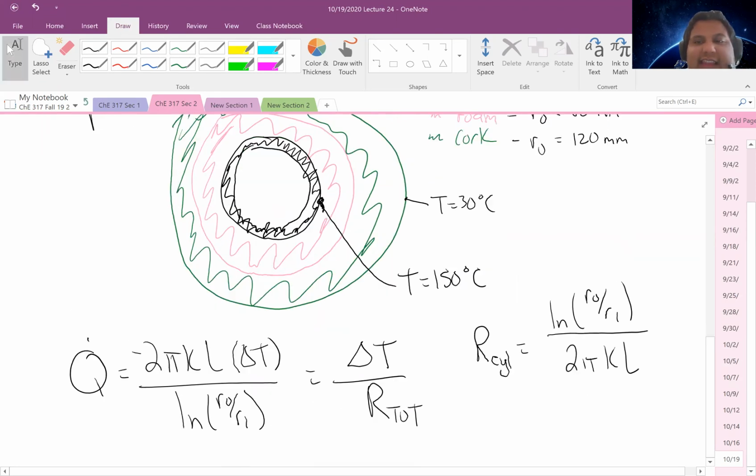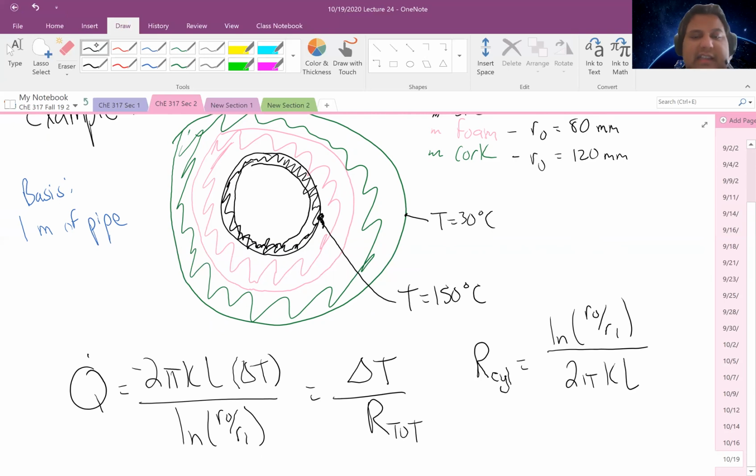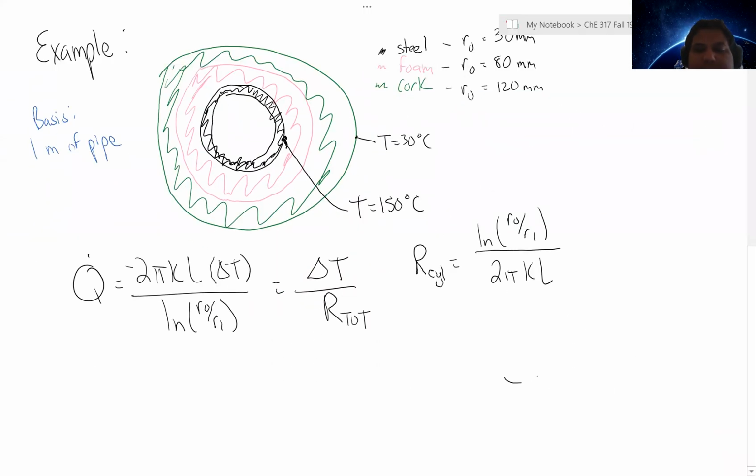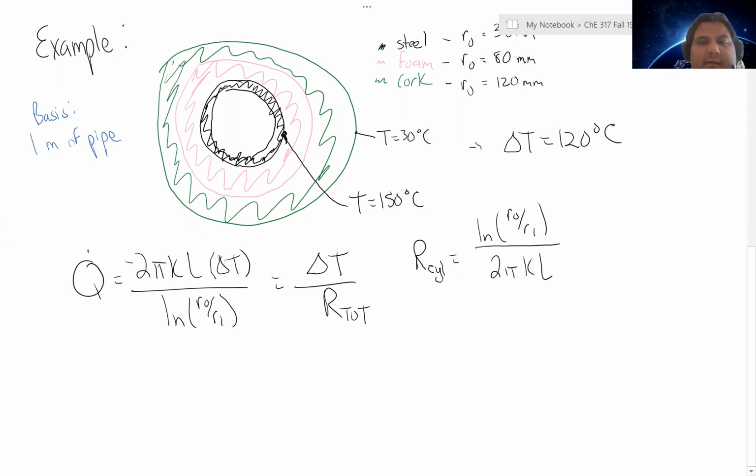Now, I didn't give a length of this pipe, so we can take a basis and look, say we're looking at 1 standard length or 1 meter of pipe. And so basically in this, we would be solving for heat transfer per unit length, just to make the calculations a little simpler. So with that in mind, if I know the temperatures on the outer surface of the pipe and the outer surface of the cork, therefore, delta T is simply 120 degrees. And all I have to consider is the thermal resistance of the foam and the thermal resistance of the cork.